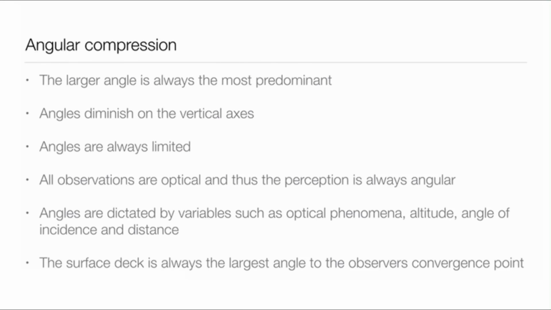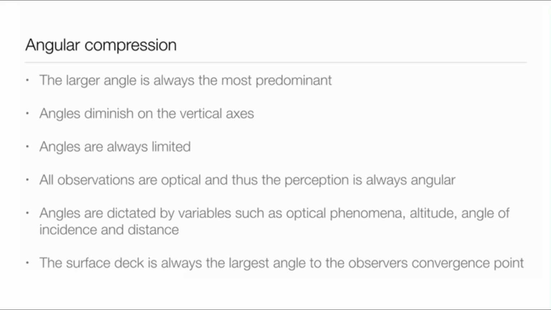Angular compression. These are the points. The larger angle is always the most predominant. Angles diminish on the vertical axis. Angles are always limited. All observations are optical, and thus the perception is always angular. Angles are dictated by variables such as optical phenomena, altitude, angle of incidence, as well as distance. The surface deck is always the largest angle to the observer's convergence point.